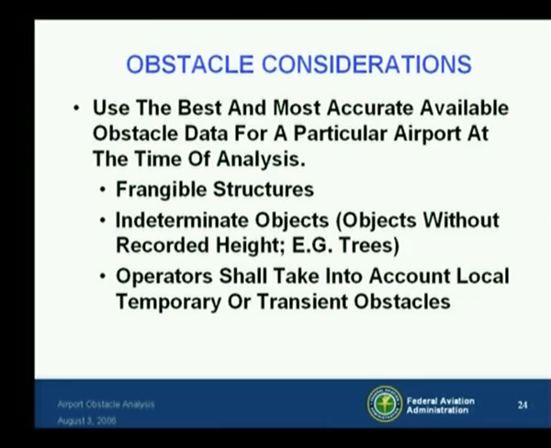This advisory circular provides this guidance when considering obstacles. Frangible structures need not be considered. Operators should use reasonable judgment to account for the height of something called indeterminate objects, like trees or objects without recorded height. Operators shall take into account local, temporary, or transient obstacles such as ships, cranes, or trains.